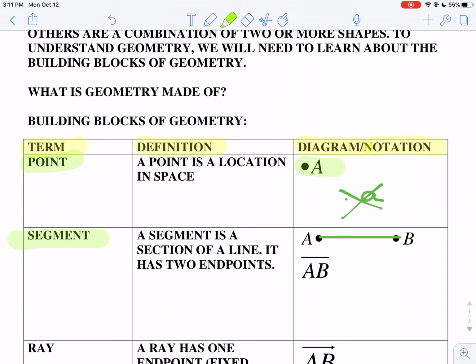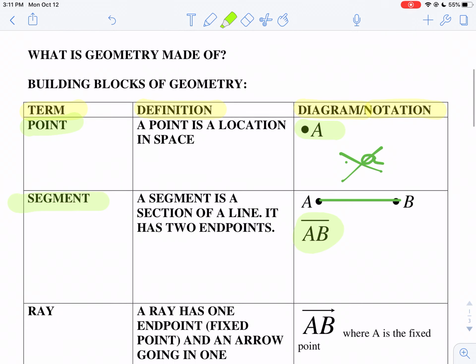Now, how do you know when you are talking or writing about a segment? You use this, okay? That's the notation. Two capital letters, the two end points, and you have a bar on the top, all right? So that's the definition of a segment. It is a section of a line and it has two end points. The picture is basically a bar connected. You are connecting two points, and those two points are your end points.